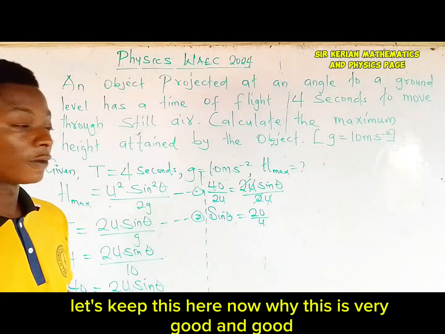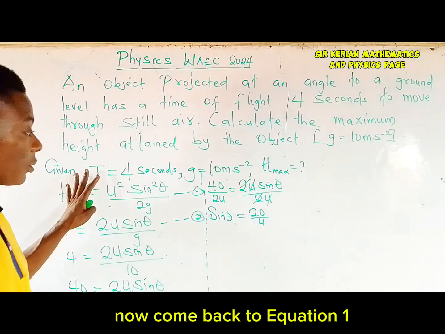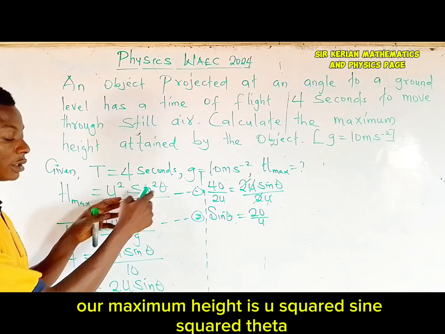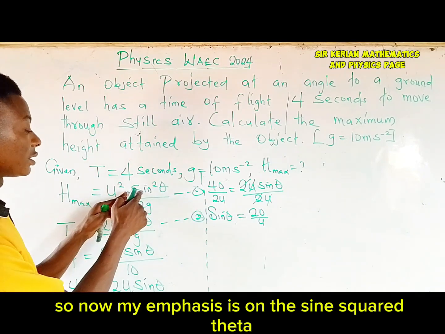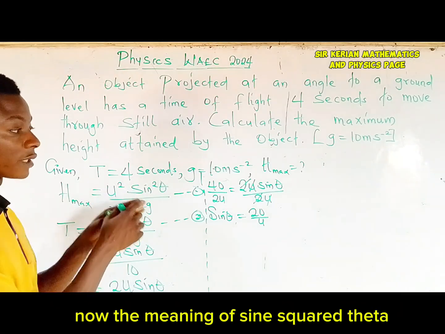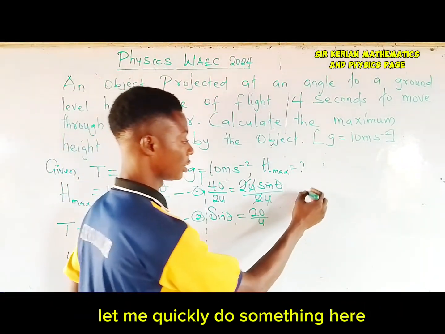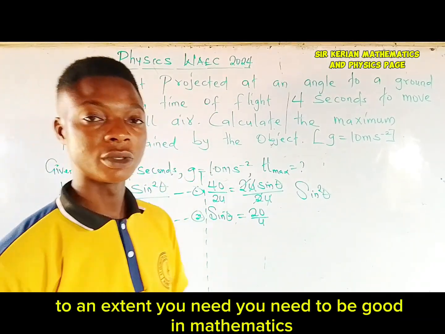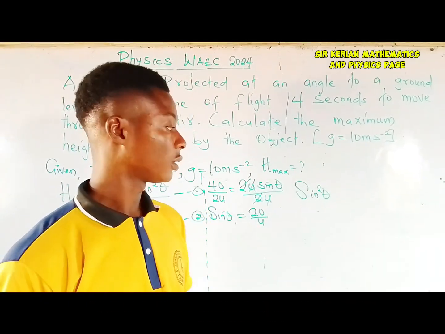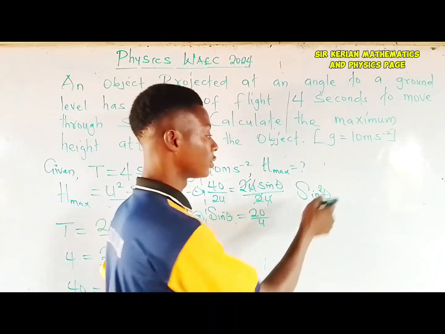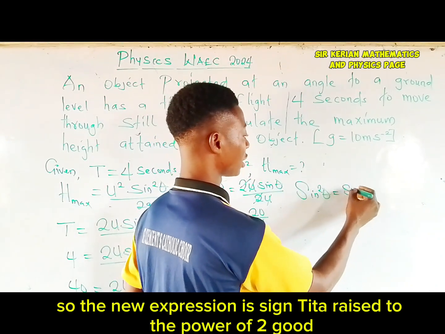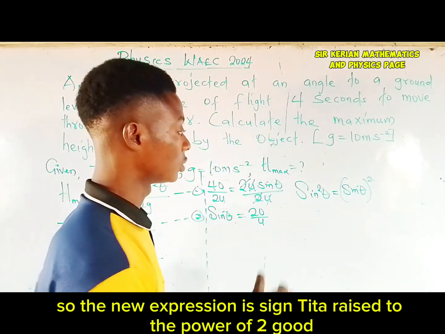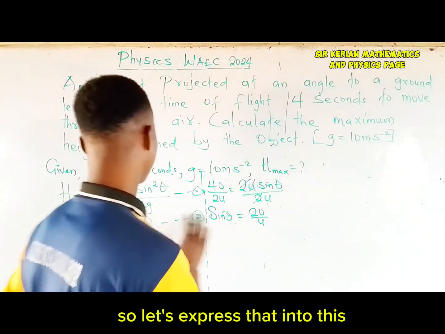Now, come back to equation 1. Our maximum height is u squared sine squared theta. My emphasis is on the sine squared theta. To be good in physics to an extent, you need to be good in mathematics. You have to embrace math. This is trigonometry. The meaning of this expression is sine theta raised to the power of 2. Good. So let's express that into this.